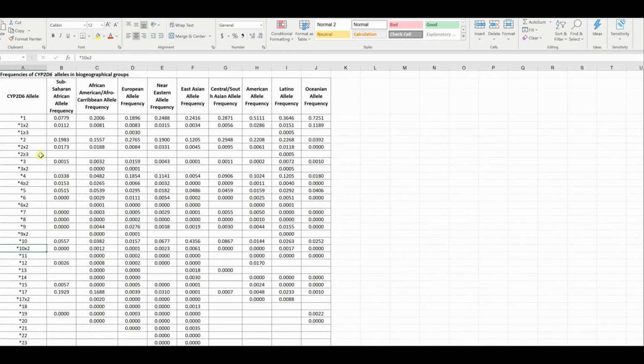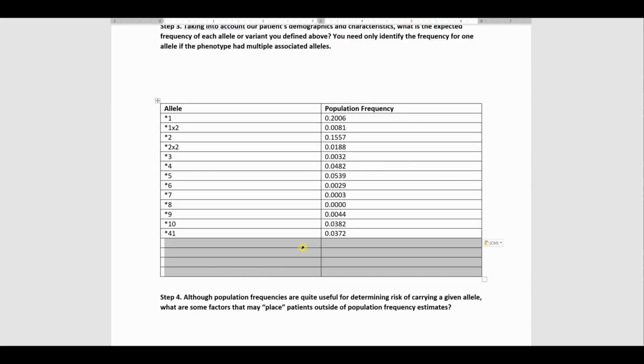And what this does nicely for you is it actually gives you exactly what you need. So what's the key feature for this patient that we need in order to put the correct frequencies on the table? And that's because we need to know this patient is an African American. So we're interested in this column right here. All right. So you can see I copy and pasted them in here.